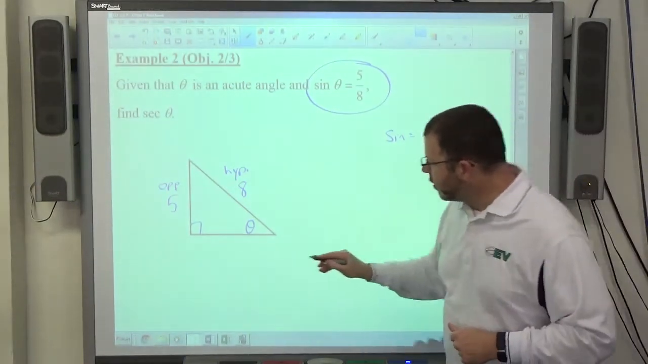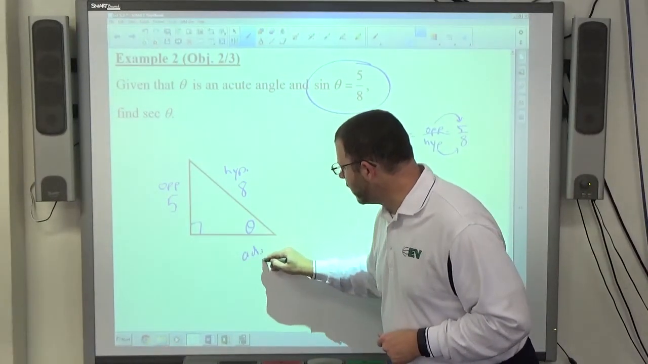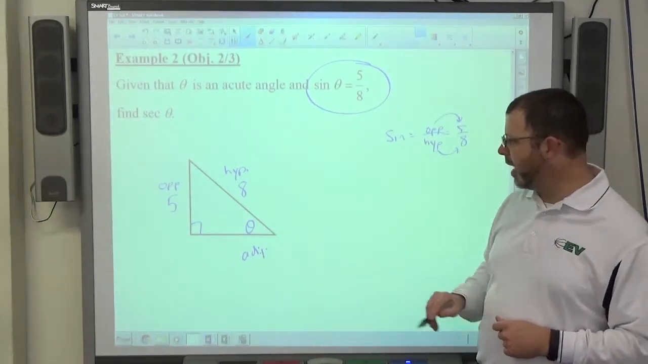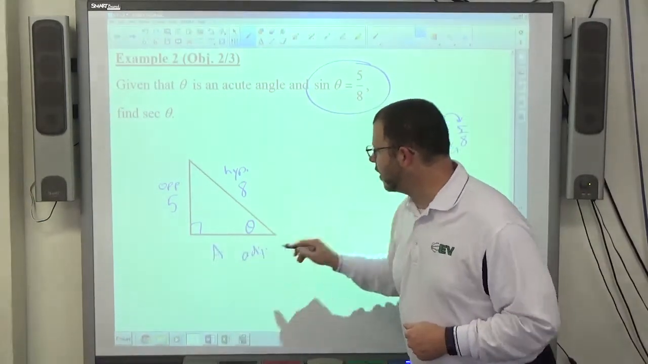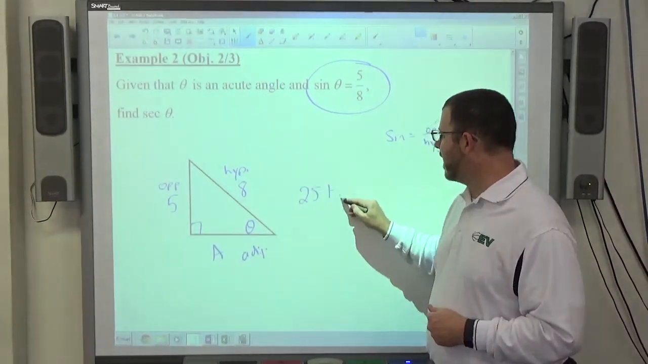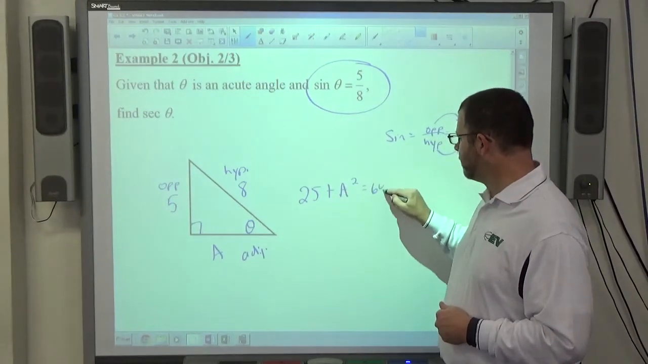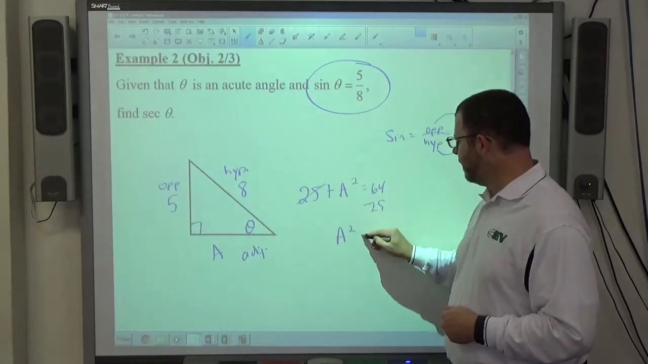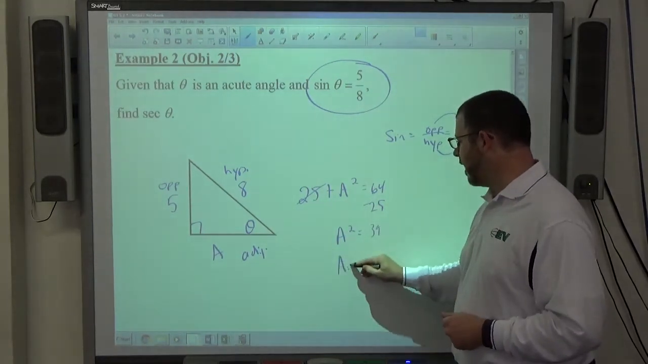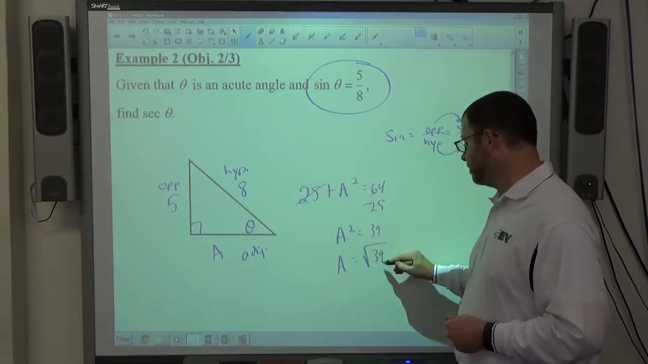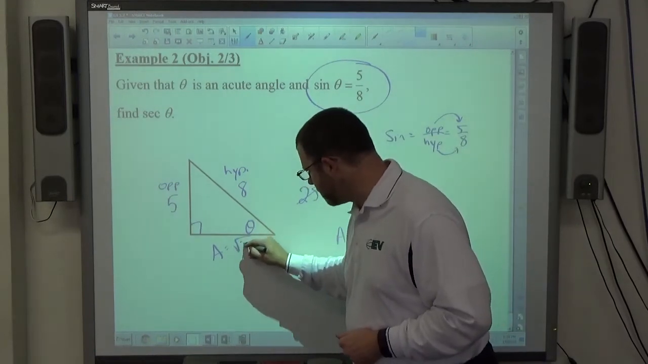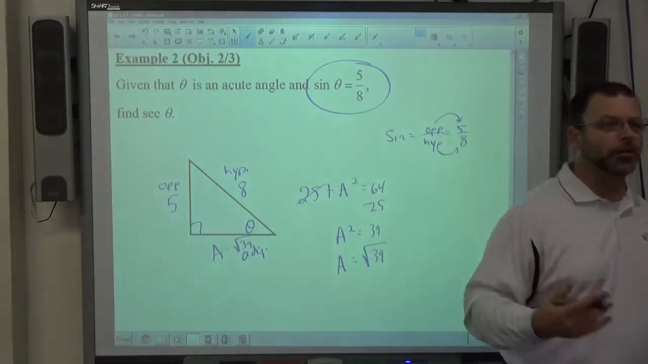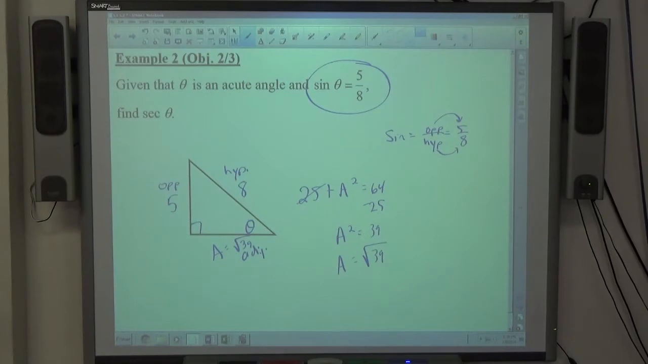The adjacent side down here is unknown, but we can of course use the Pythagorean theorem to determine that. We'll call this a for adjacent. 25 plus a squared is equal to 64. Move the 25 over, that means that a squared is equal to 39. We take the square root, and we get a is equal to the square root of 39. And just like that, I now know all 3 sides.